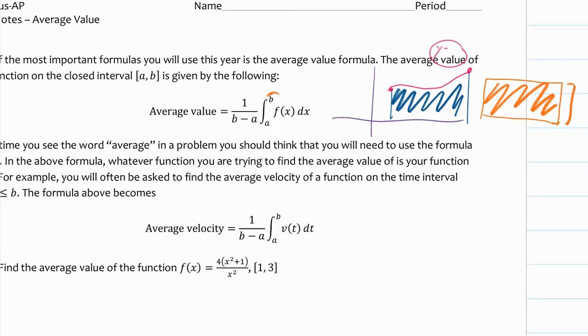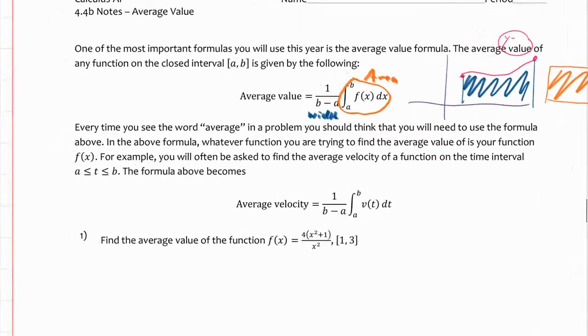So what I'm doing is taking the area under the curve and dividing it by b minus a, which is the width. If I take area, which is in and of itself a length times a width, and I divide it by width, I get a height. So every time you see the word average in a problem related to integration and average value, you should be thinking of this formula.